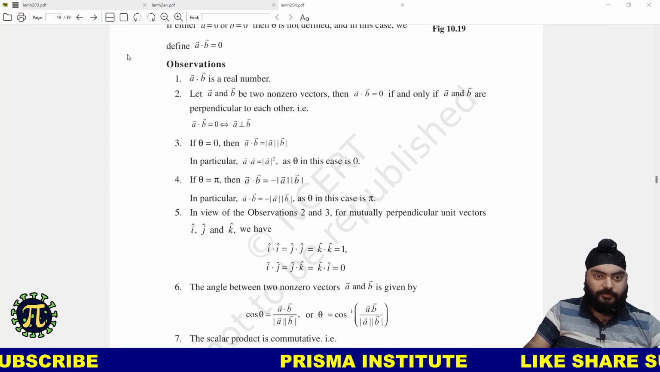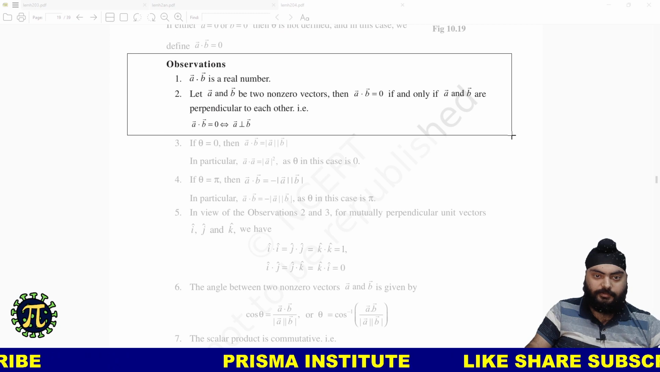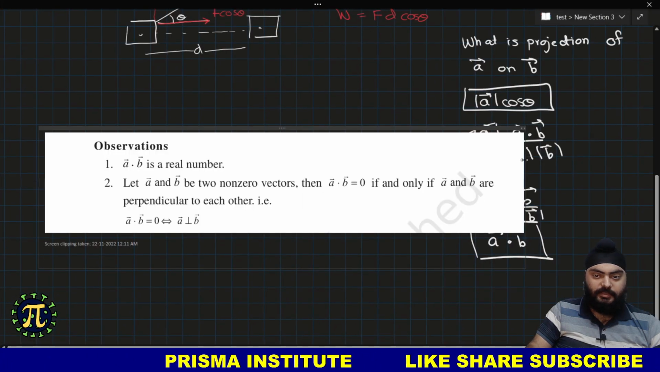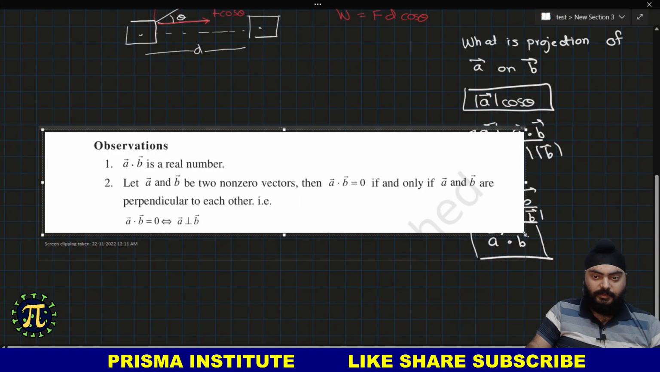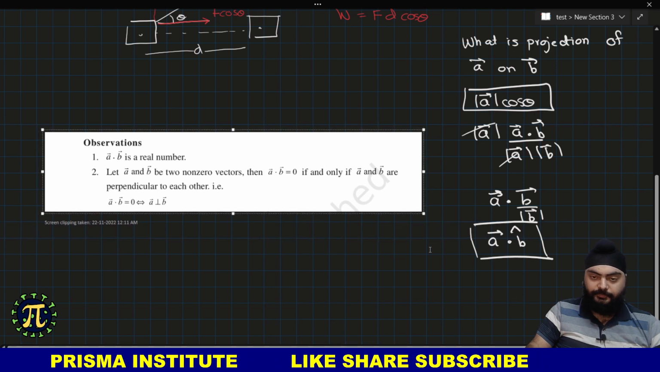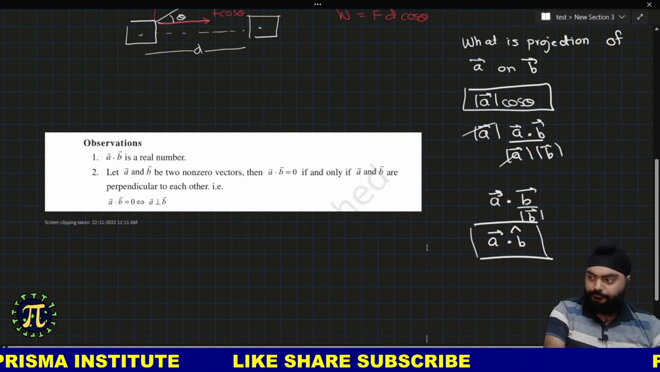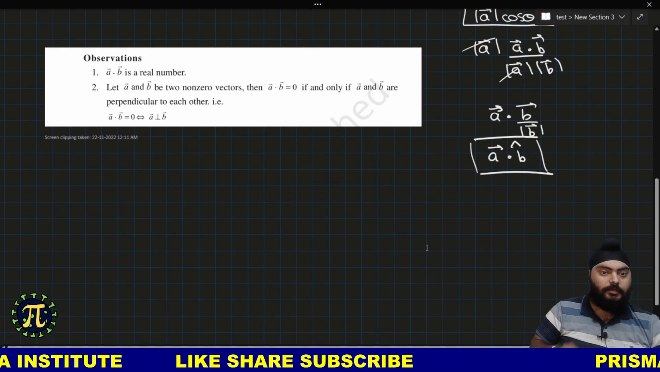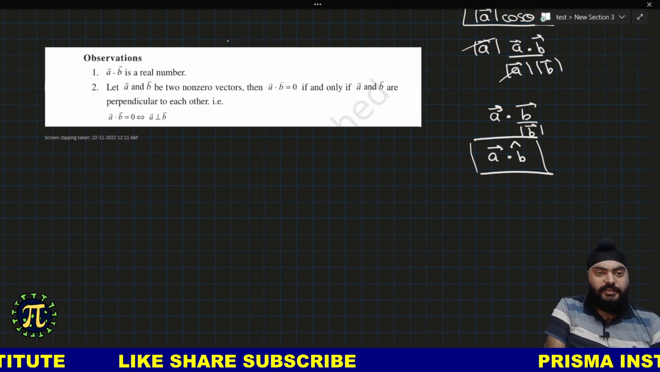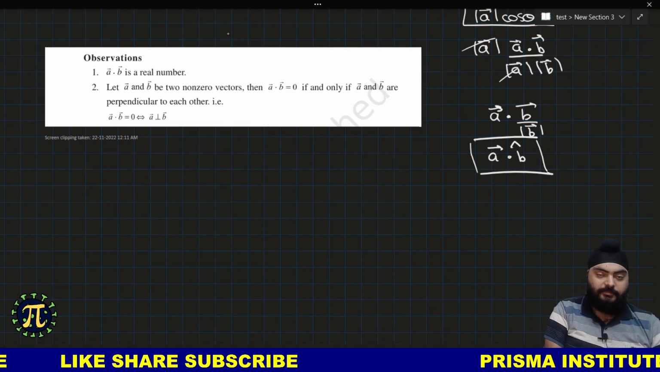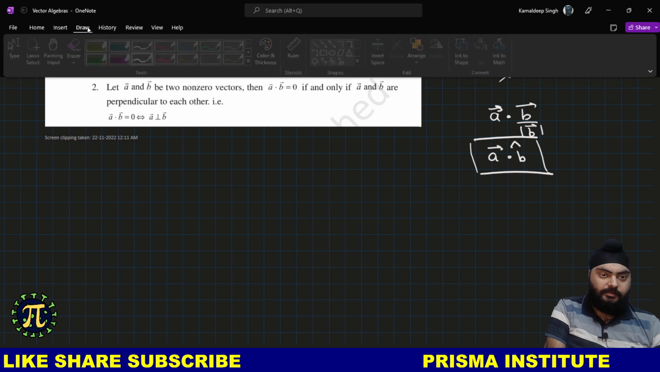So there are some observations. We have talked about the first one: a dot b is a real number, because it's also a scalar product, right? Because a dot b is nothing but mod a mod b cos theta.